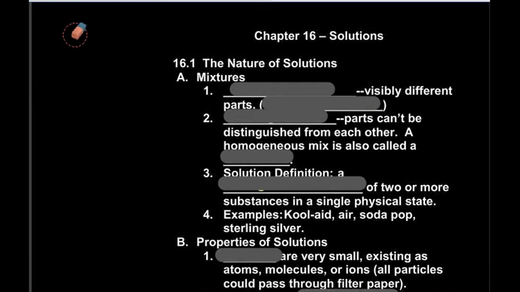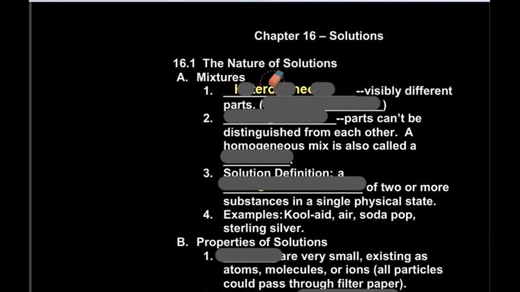Okay, we're back. And this is P-Dog Does Science with this Chapter 16 Solutions lecture. So we'll start with the nature of solutions. Solutions in general are mixtures. All solutions are mixtures of two different substances.